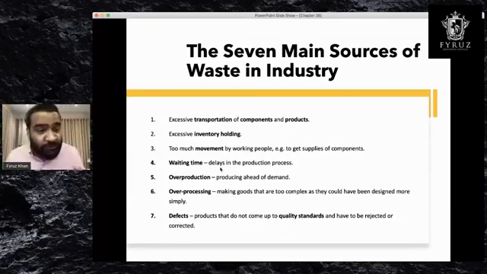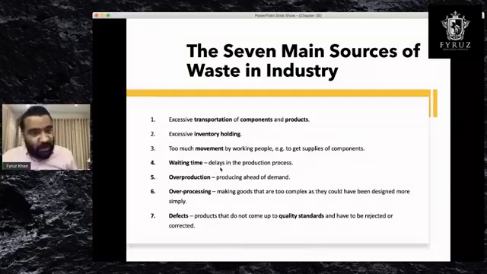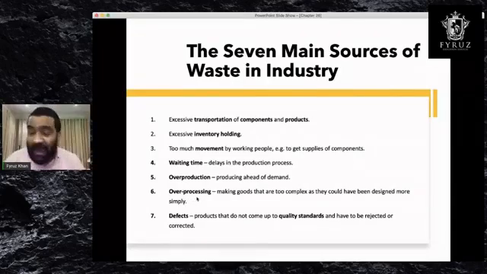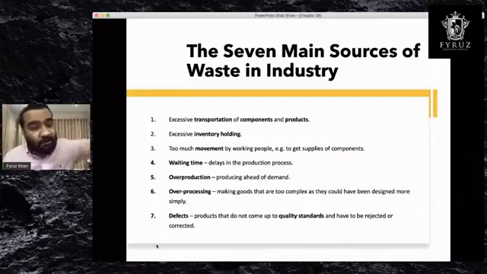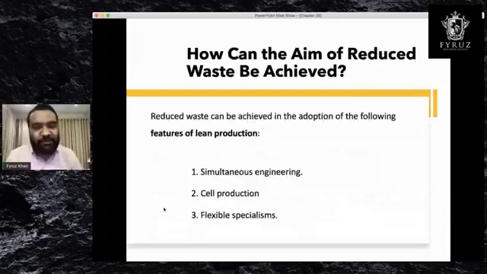If you overproduce, let's say you need 500 units of phone, you've made 800 units. So that's a waste. Don't make the product complex. Make it simple. That is meant by over processing. And you don't want to have defects, because when you have defects, you have to make the product again. Okay. And how can you reduce waste? Three ways: simultaneous, cell production, flexible specialism.